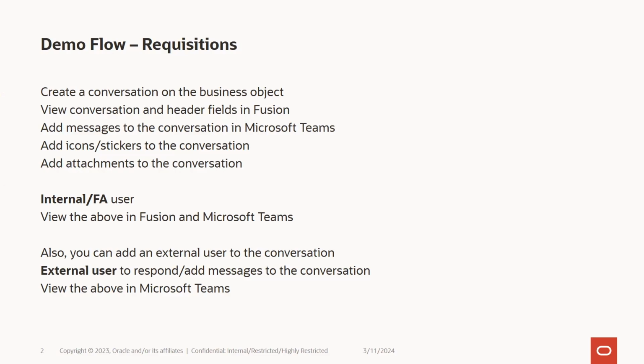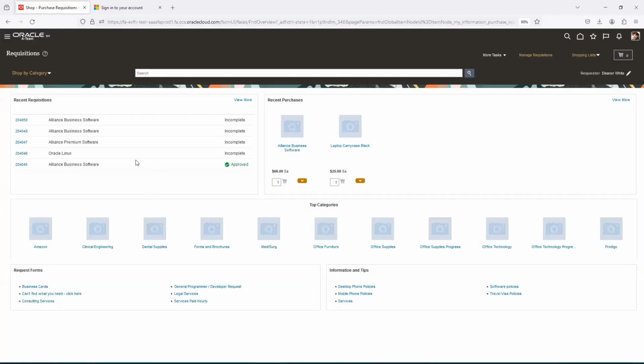And yeah, that's it. We can see the demo in the FA and MS Teams. So let's log into the FA. I'll log in as Eleanor White. I'm going to the procurement and the requisition screen.